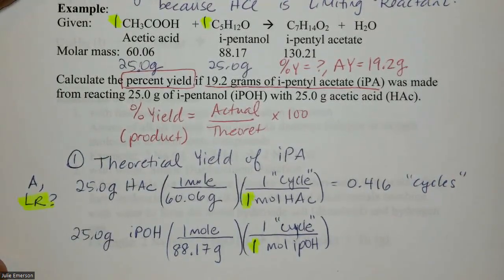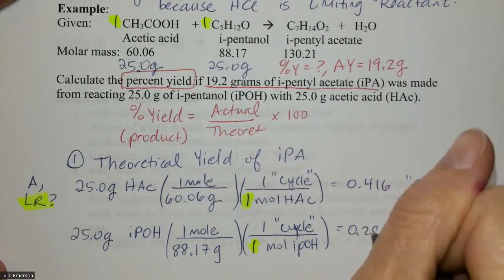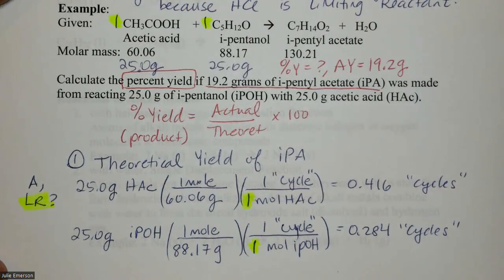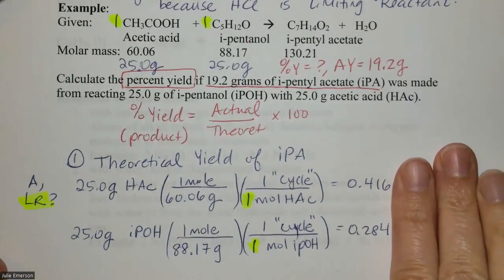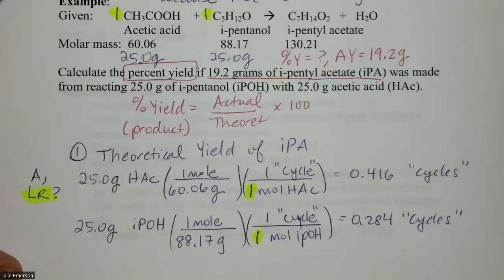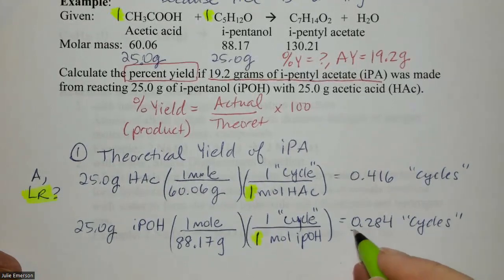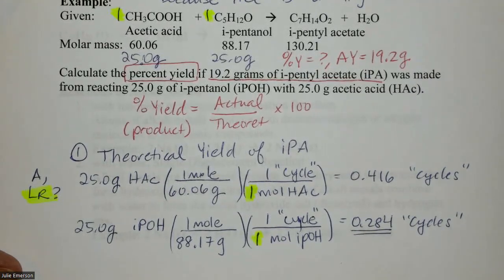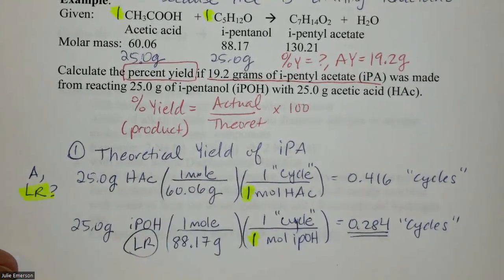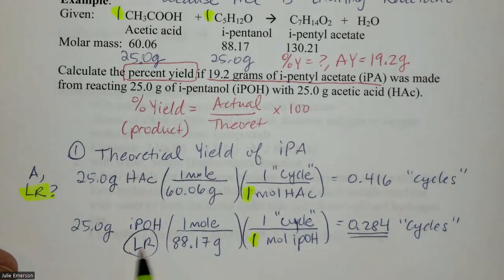0.416 moles from the vinegar, the acetic acid. Then for the isopentanol, when I do 25 divided by 88.17, I get 0.284. All right, so again, no unit on that. If this were a test question, you just leave off the unit. But at this point, all I understand is that because this is the smaller number at 0.284, the isopentanol is the limiting reactant. The acetic acid could keep going, but the isopentanol is going to stop.